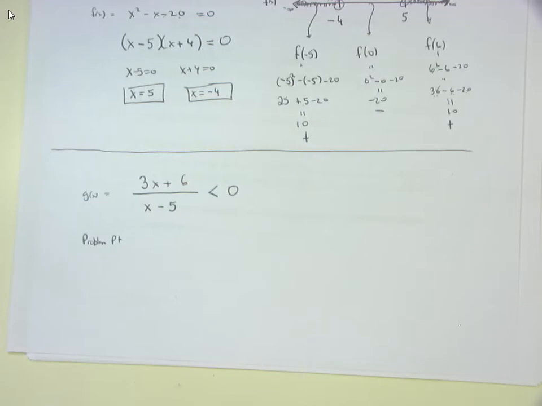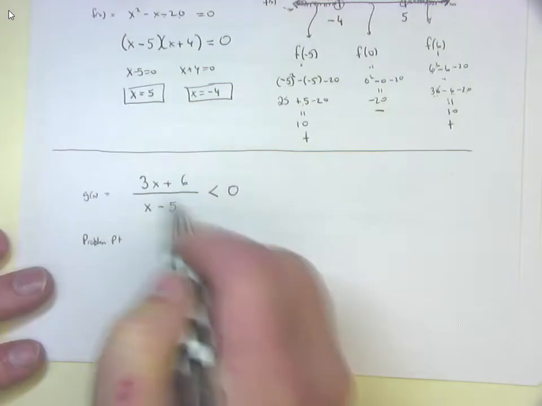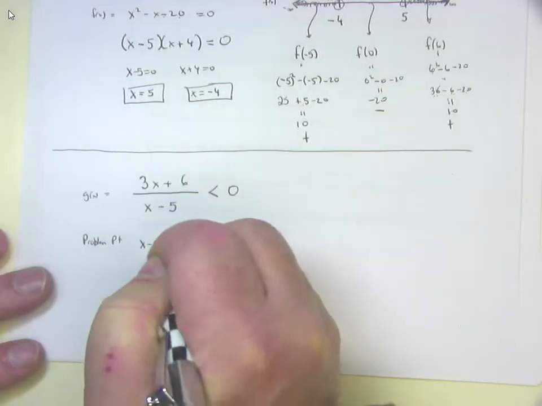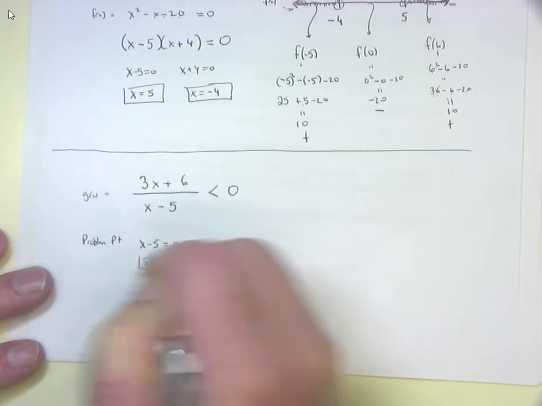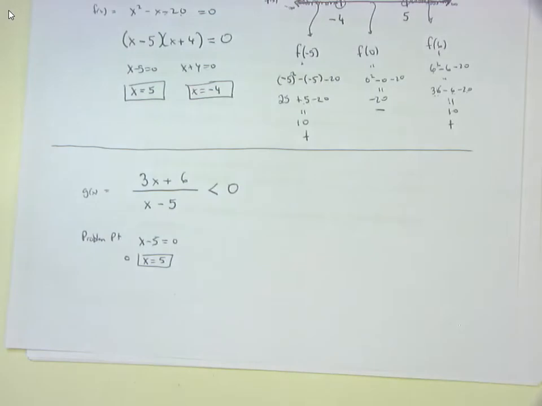What problem point is this? Well, because it's a rational expression, aka a fraction, it can't divide by what? 0. So I'm going to take this denominator, which is the x minus 5, set it equal to 0 and solve. X equals 5. This is my problem point. I'm going to identify that and make sure I put an open circle on that guy because I cannot officially have x being equal to that 5.